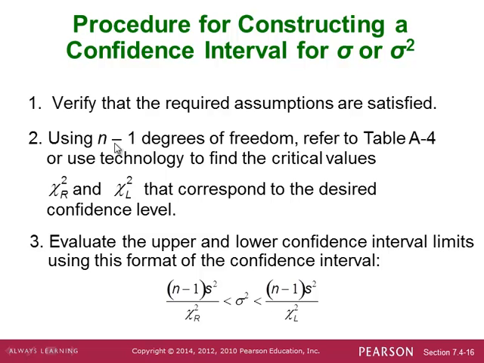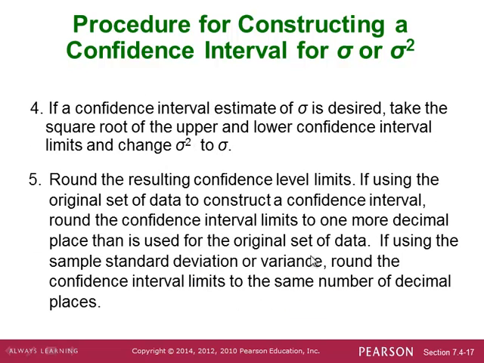Okay, so let's tick through the list. We verified our assumptions. We used our table to find critical values. And then we evaluate the left and right limits, both for sigma or sigma squared, depending on if you want standard deviation or variance, and use appropriate rounding when you express your final answer.